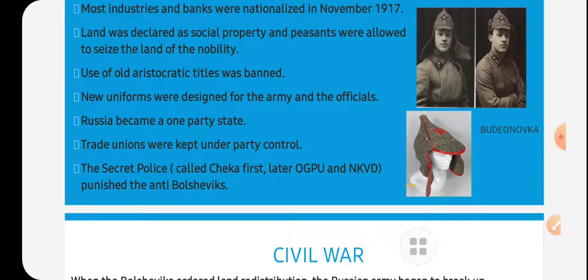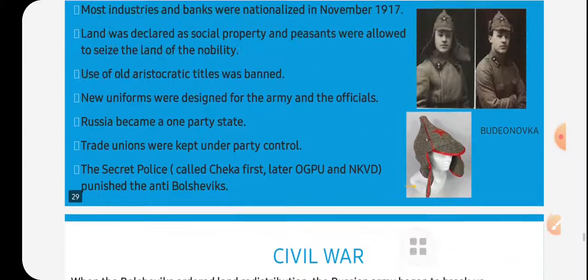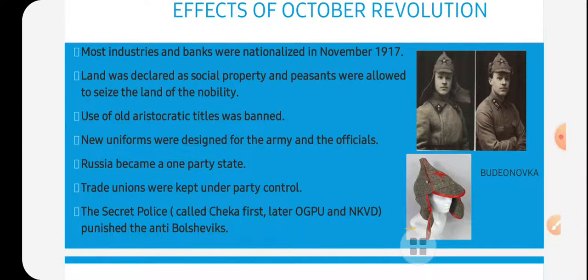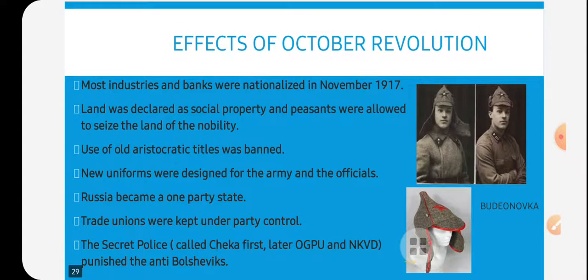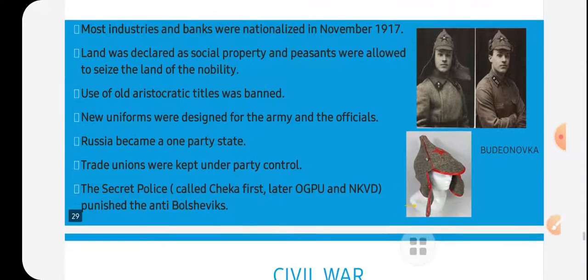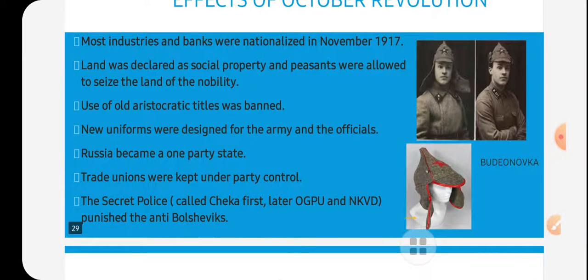So Russia became a one-party state here, and trade unions were kept under party control. Unions were allowed, but they would be under the party's control. And the secret police called Cheka, later OGPU and NKVD, punished the anti-Bolsheviks. Some rules and regulations were enforced, like if anybody criticized, they would be put behind bars and arrested. But after this, what happened, you'll see that the election took place, because the main portion is gone from here, so I take you to NCERT so that you can understand that paragraph.